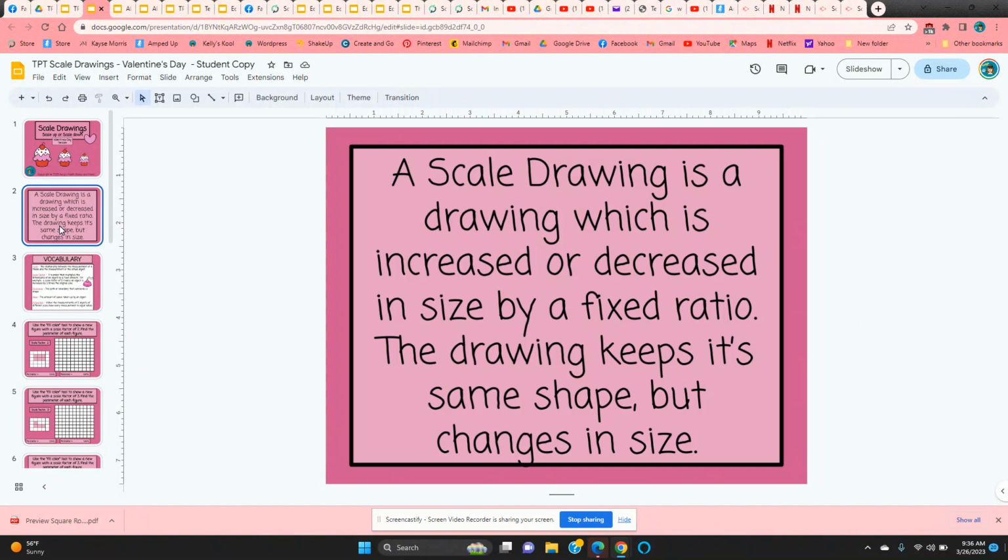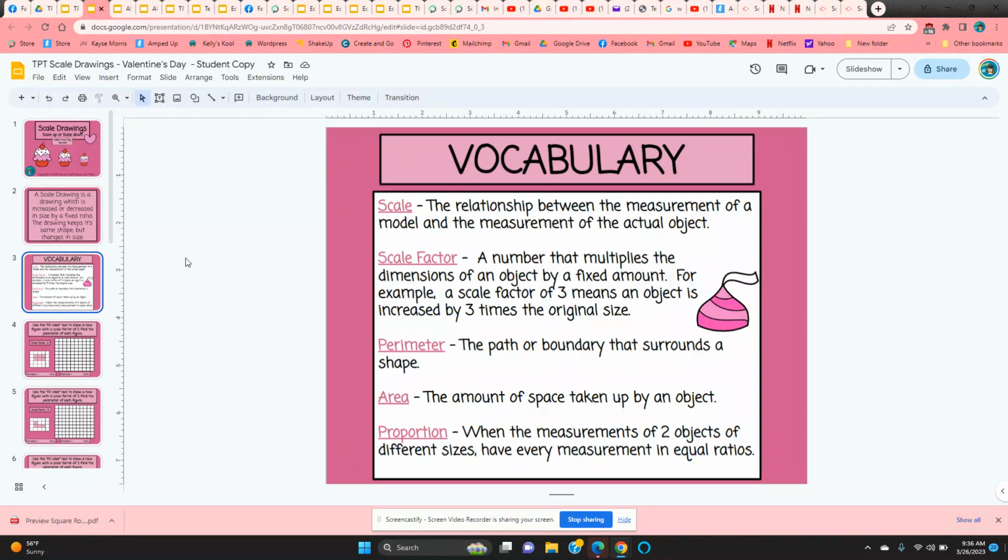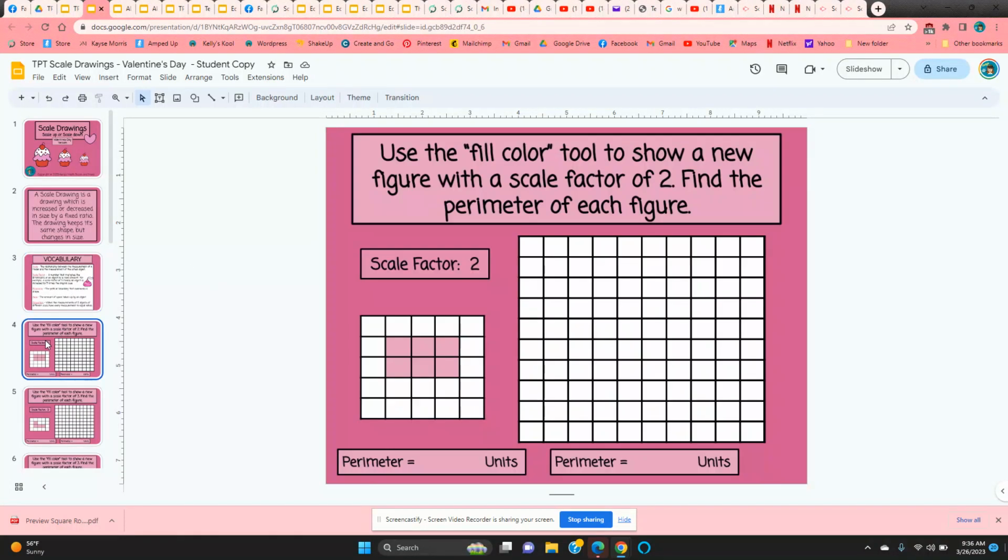So it starts with a definition of what a scale drawing is, and then it gives them some vocabulary. They're going to need this vocabulary when they get to the very last slide, so they may want to refer back to slide 3. Slide 4, they're going to create their first drawing. So it starts with a simple rectangle.